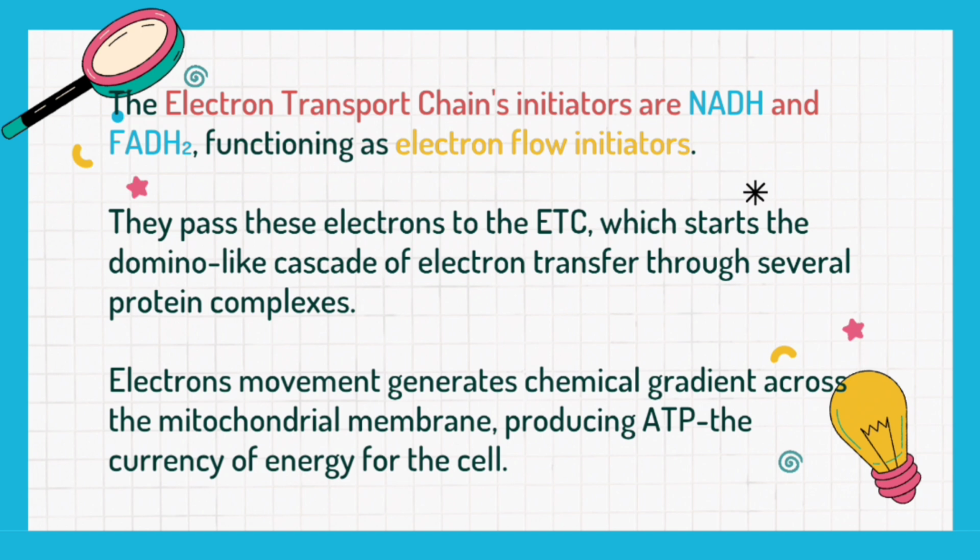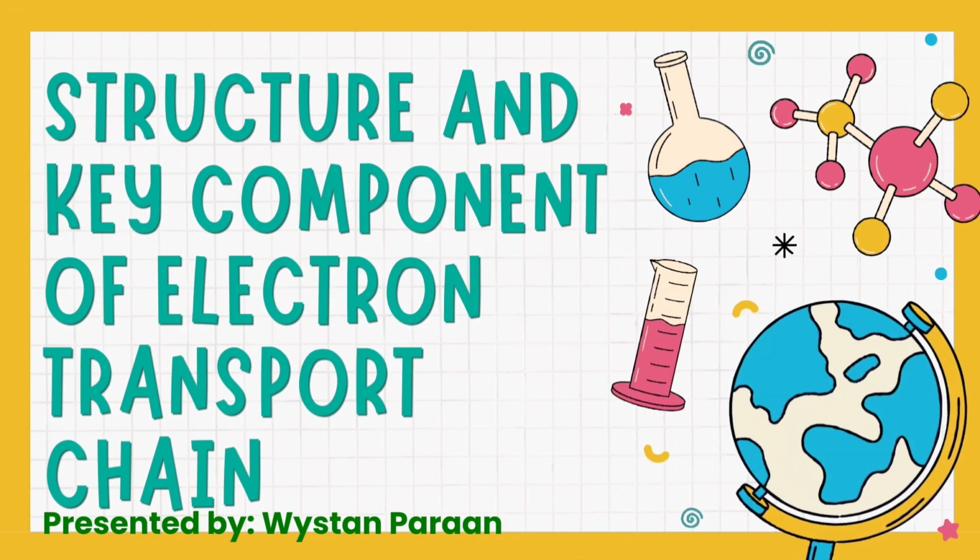They pass these electrons to the ETC, which starts the domino-like cascade of electron transfer through several protein complexes that will be discussed later. Lastly, electron movement generates a chemical gradient across the mitochondrial membrane, producing ATP, or what we call adenosine triphosphate. Now, let's dive into the structure and key components of the electron transport chain.